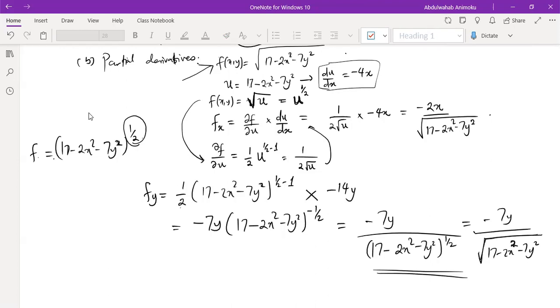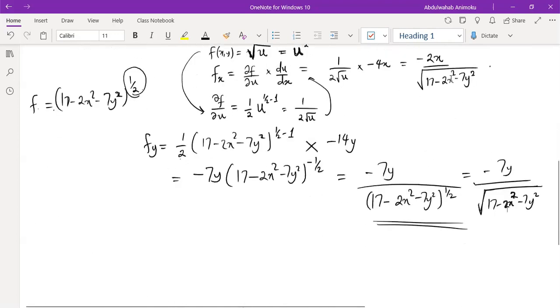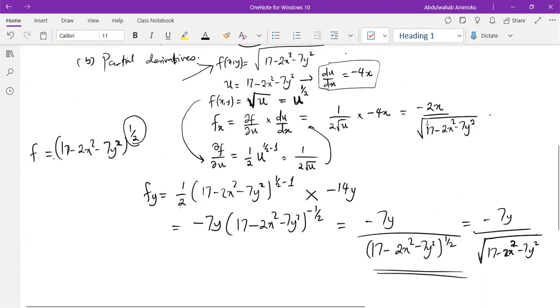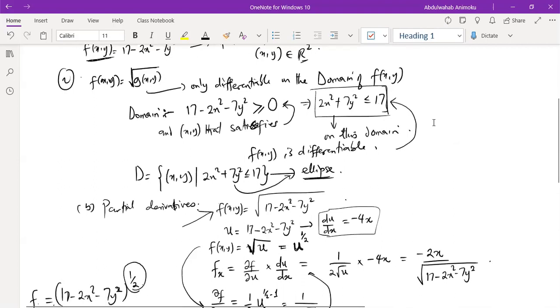As you can see, we talked about being differentiable, right? You can see the partial derivatives are also continuous whenever we are talking about the inside of this ellipse, right? So it will not be differentiable at the boundaries. So let's correct that. At the boundaries, this must not be equal to 0. So this must be greater than 0. This must be less than 17. And of course, this must be less than 17. It's within the inside of the ellipse that this function will be differentiable, right?